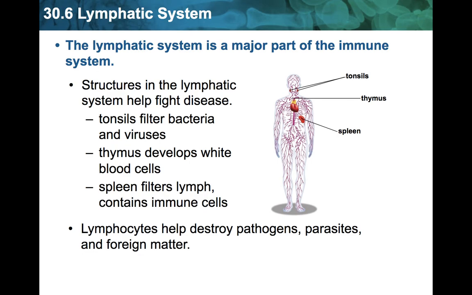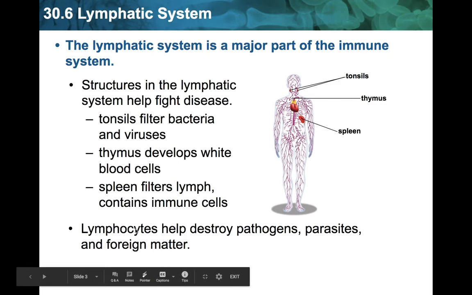Your spleen is included in there as well, which filters lymph, which is the liquid in your lymph nodes, and contains immune cells. Lymphocytes help destroy pathogens, parasites, and foreign matter. So lymphocytes are basically lymph cells. Cytes means cells.